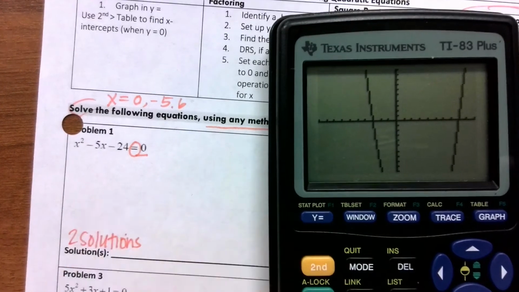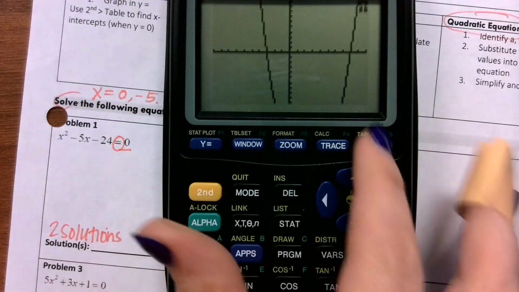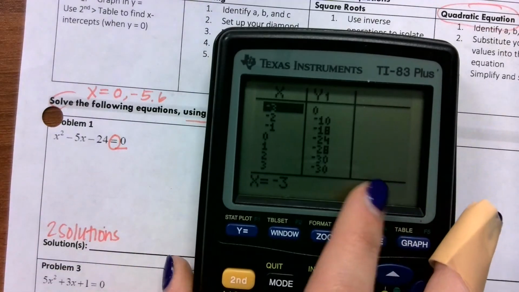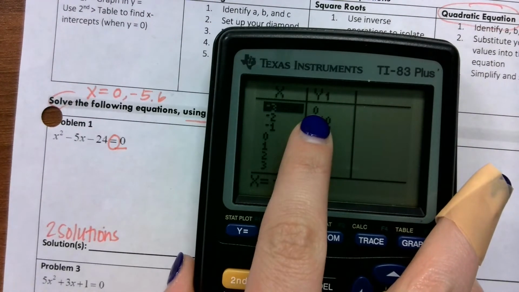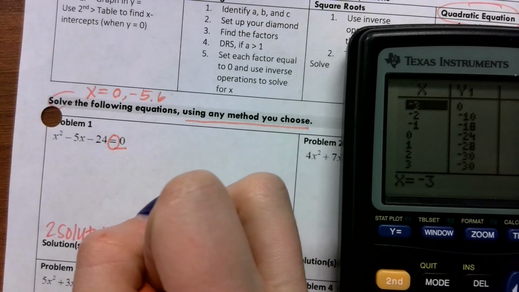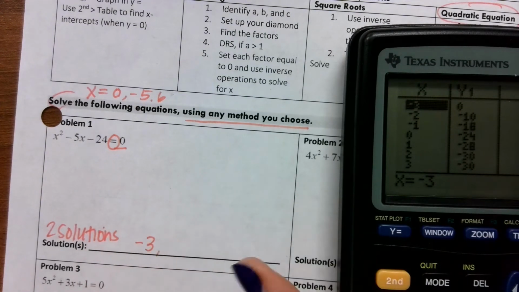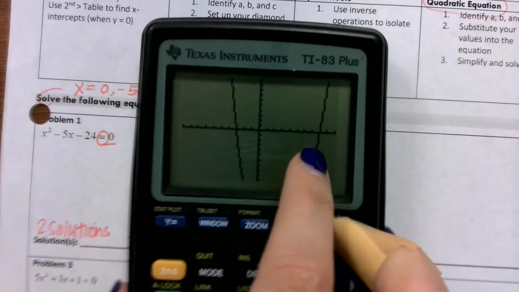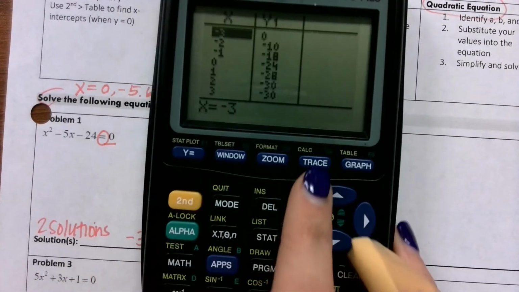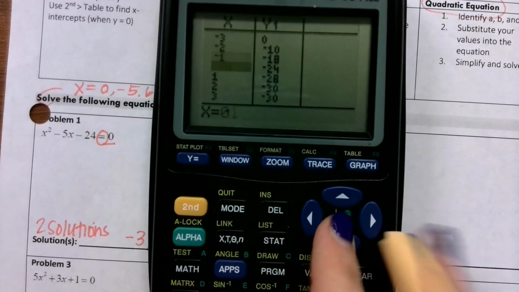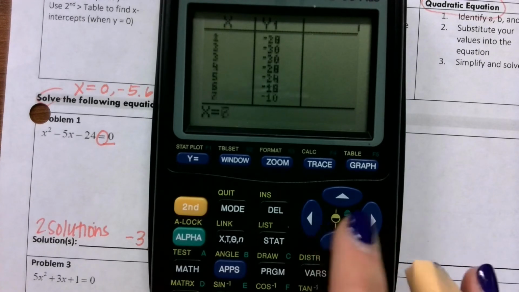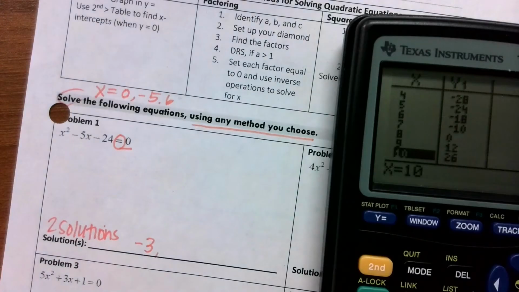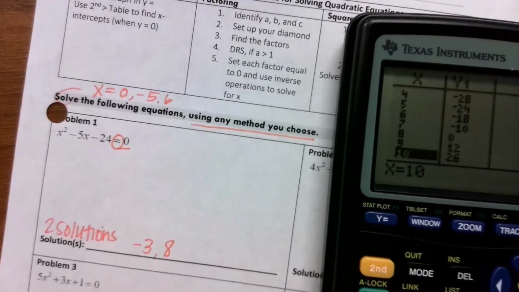We're going to use the table to figure out what they are. There's the first one right there, where you're looking for the values where y equals 0. X equals negative 3. And then if you saw from the graph, there's going to be a positive solution as well. So we need to look in the table and see where the positive solution is. 8. There's our answers.